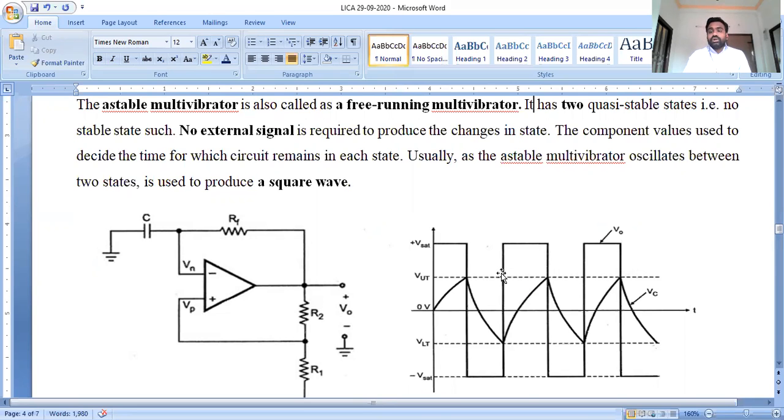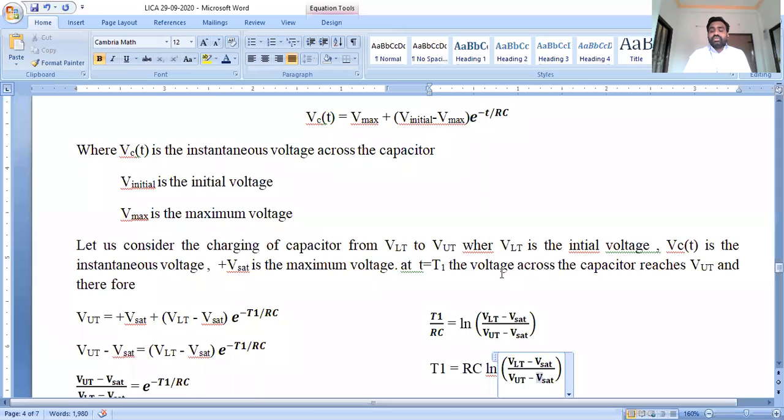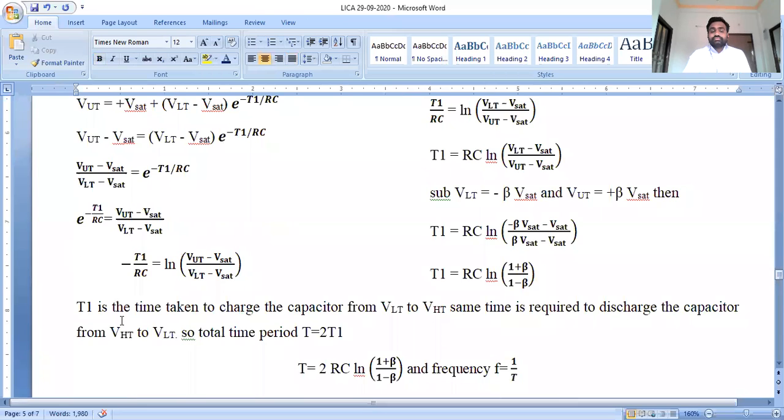So that will be our total time period. The total time period is explained with respect to T1, that is T1 plus T2. T1 is the time taken to charge the capacitor from the lower threshold voltage to the upper threshold voltage. At the same time, that's what we analyzed.